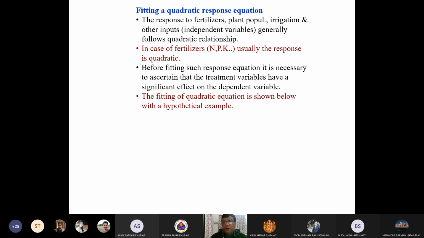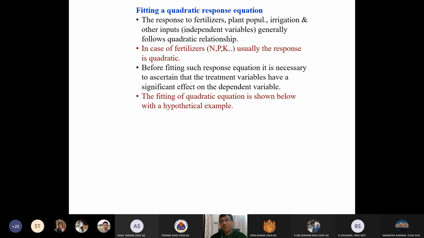Now, the first job is fitting a quadratic response equation, means the data is to be fitted in an equation. There are many cases where this quadratic relationship is quite common, particularly where we have inputs in quantitative form, like fertilizer rates, herbicide rates, rates of irrigation, or manure application rates, and so on.